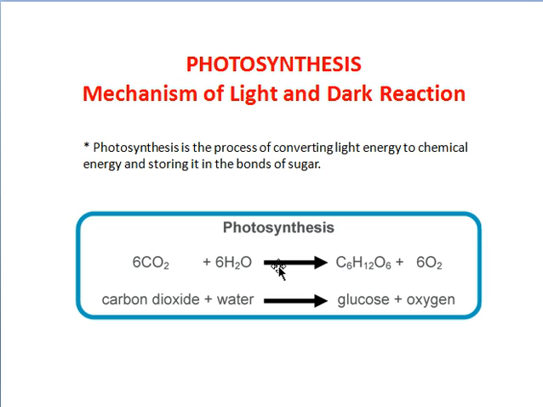Chlorophyll, you must remember, is the pigment which is responsible for the green color of leaves and the stems in some cases. So, in the presence of chlorophyll and a source of light, these two reactants together form a molecule of glucose, C6H12O6, and in the process, six molecules of oxygen are liberated. This is a simplified reaction. Actually, the reaction also gives out some unused molecules of water.